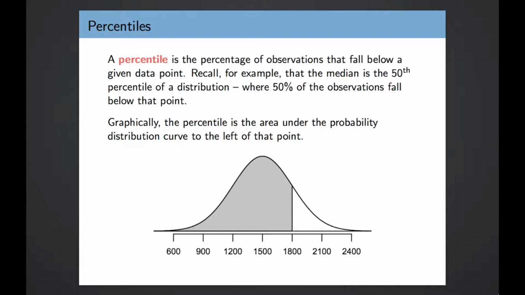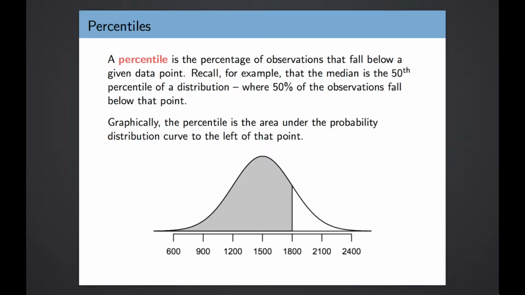If you recall, we talked about this a little bit in an earlier lecture, but to refresh your memory, a percentile is the percentage of observations falling below a given data point. So the median, for example, is the 50th percentile of a distribution by definition. So 50% of the observations are below the median.